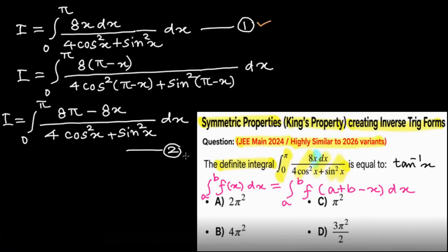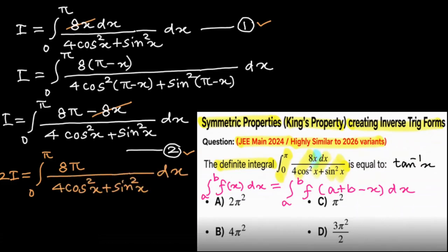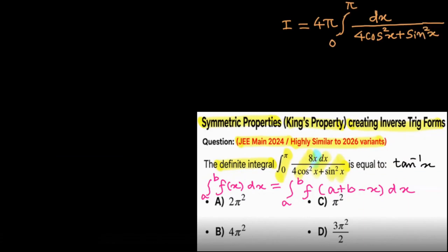Now we will add 1 and 2. So I plus I becomes 2I equals integral from 0 to pi, 8x minus 8x becomes 0, so only 8 pi upon the denominator dx. Dividing by 2, I will be 4 pi integral from 0 to pi dx upon 4 cos square x plus sin square x. Now we will use the property: integral from 0 to 2a equals twice integral 0 to a.